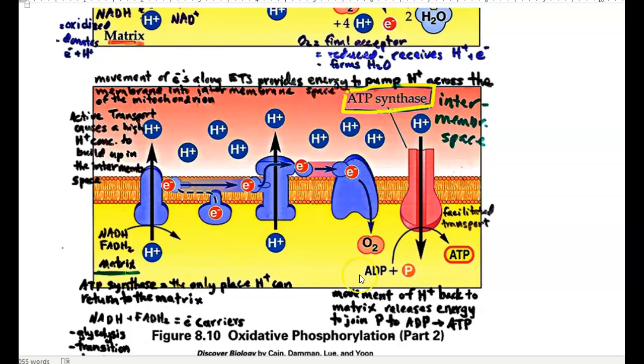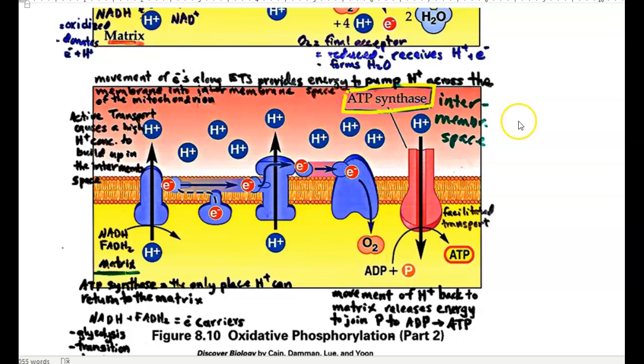And this time, let's follow the electron. So electron comes from NADH, FADH2, goes down the electron transport system. Energy is used to pump the hydrogens inside the intermembrane space. Follow around. Oh, here it is. Gets picked up by the oxygen and becomes water. Right here at the end of the electron transport system.